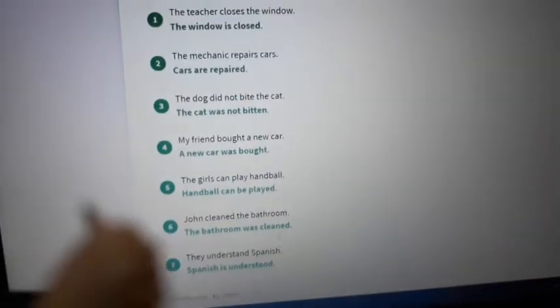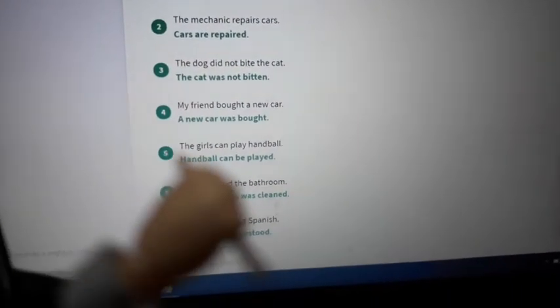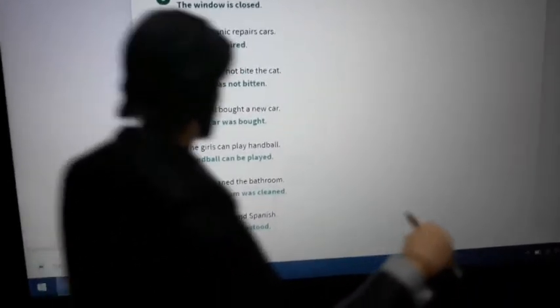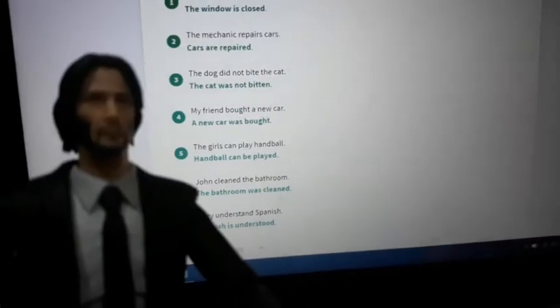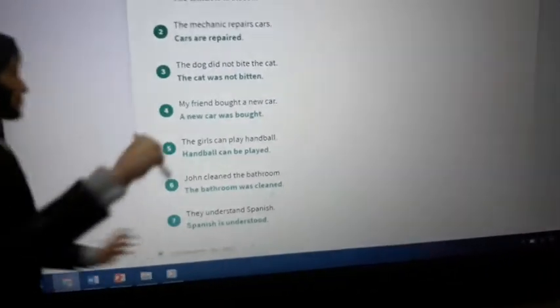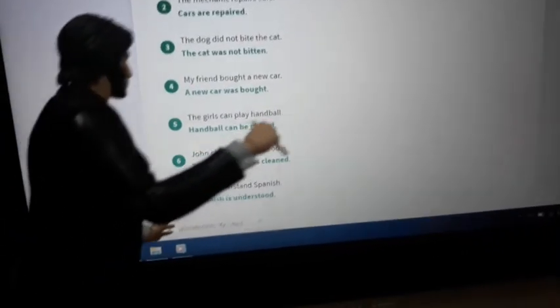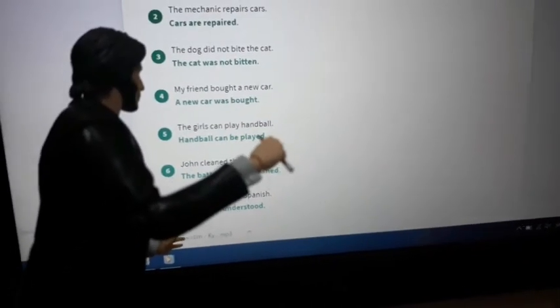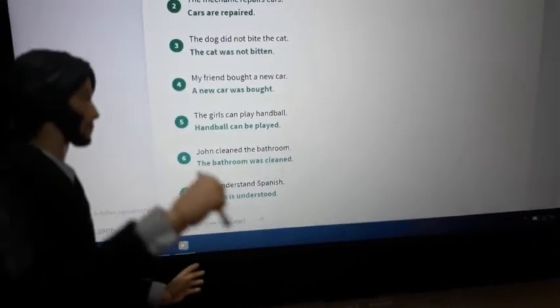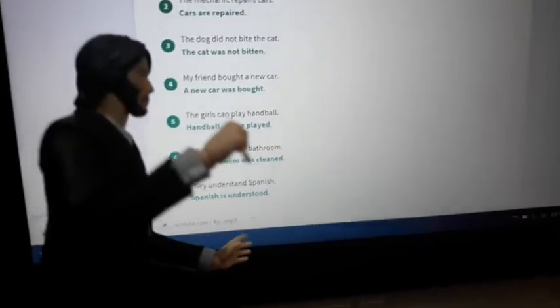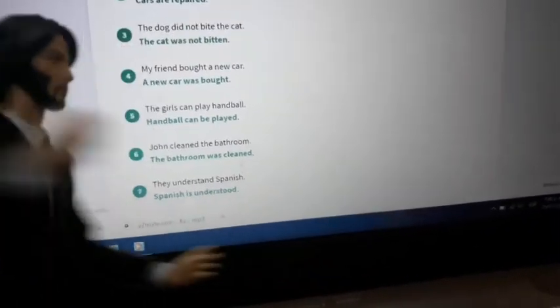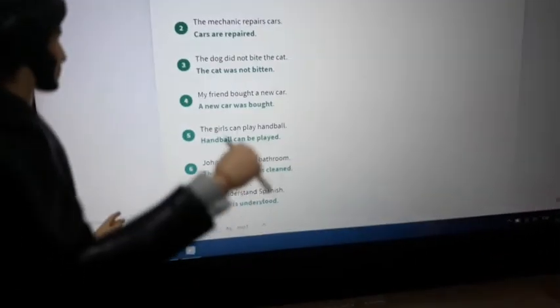Okay, let's say number 5. The girls can play handball. Look at that, we have the auxiliary can plus the verb: subject, the girls; verb with the auxiliary, can play; and the object, handball. So passive voice: object, handball; verb to be. Remember that the auxiliary to be stays in the same form as in the active voice, that is, with the auxiliary can. So handball can be, and the main verb played: can be played. Handball can be played. Okay, and so on with the other exercises.